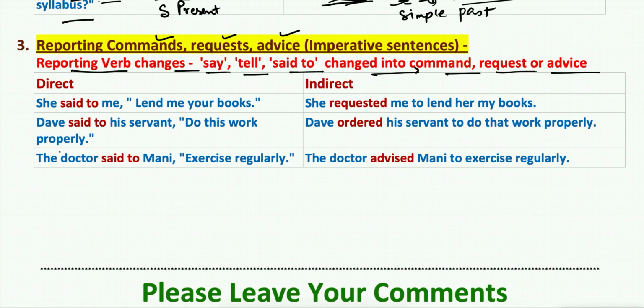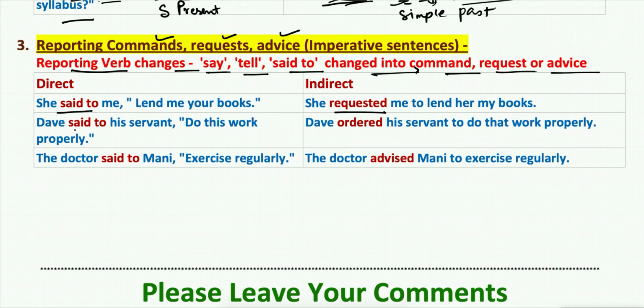Let's take some examples. She said to me, lend me your books. So, said to will change to requested. She requested me to lend her my books. She requested me to lend her my books. Next is, Dave said to his servant, do this work properly.